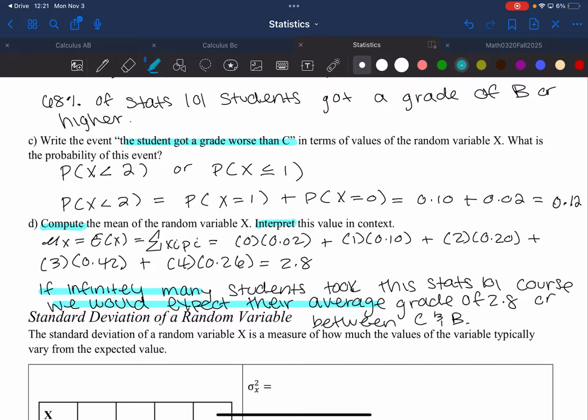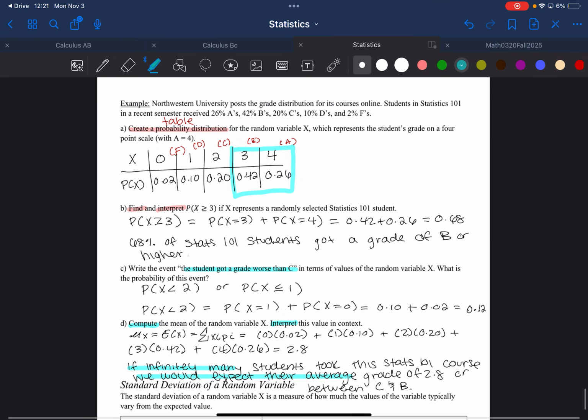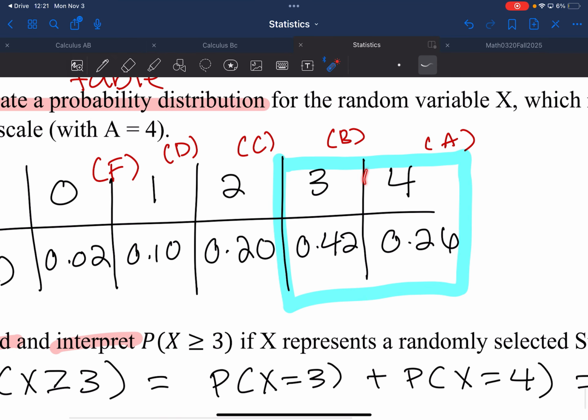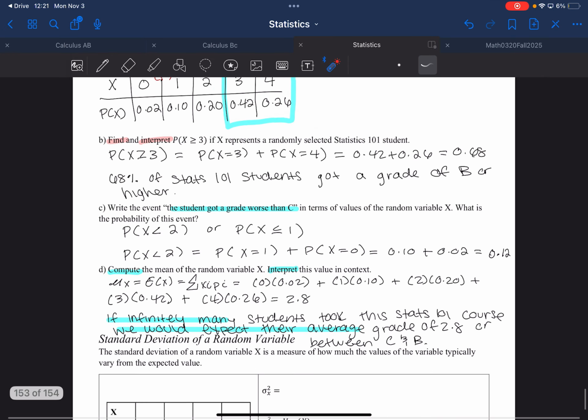Yes, question. How do we know what? Yep, C. We know because right here, 2.8 is between 2 and 3. So, and that's also representing C and B. That's how I know it's between C and B. Okay.